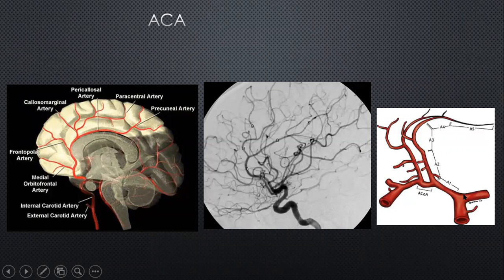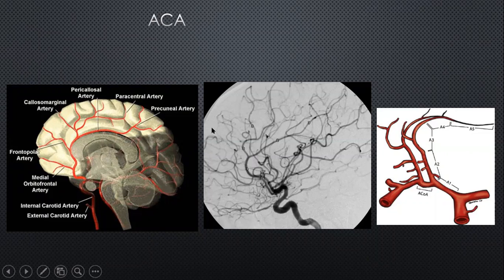Coming back to the segments, you have the A1 segment, then the A2 segment, which is principally the pericallosal, and this anatomy again is very variable within us. It does not necessarily happen in the same way. So the pericallosal artery here, you can see it continues posteriorly over the corpus callosum, then subsequently forming the A3 and the A4 segments.